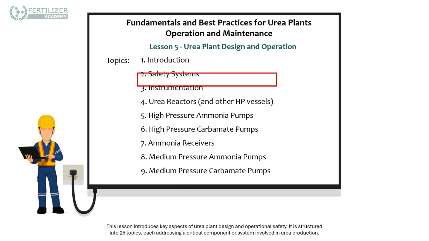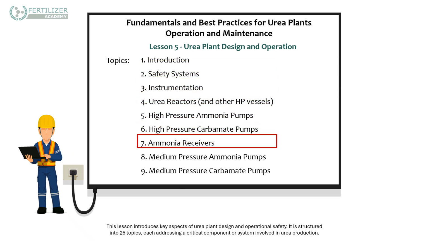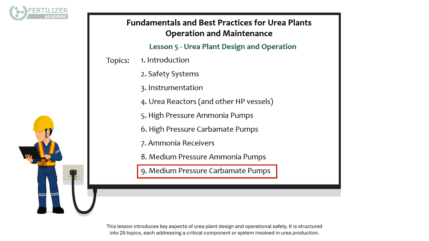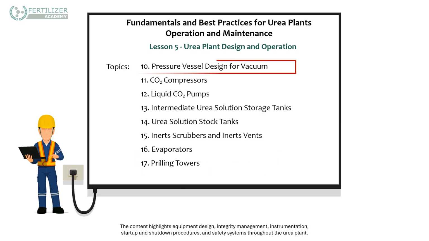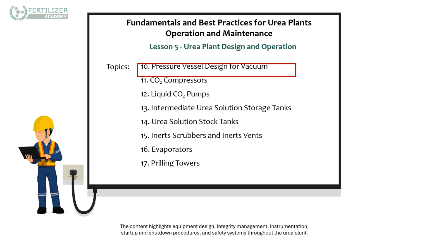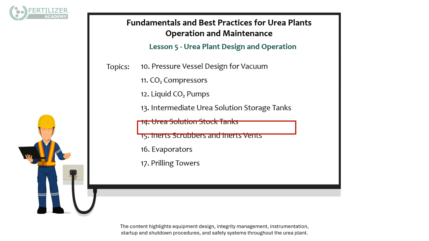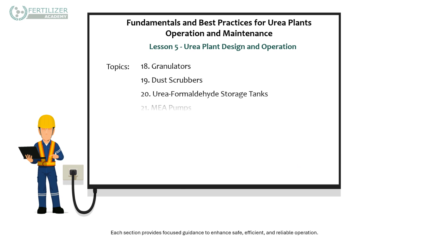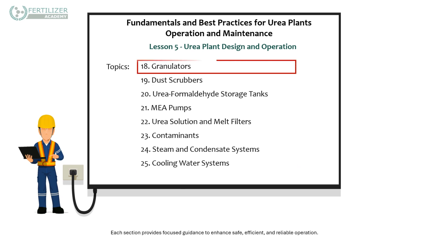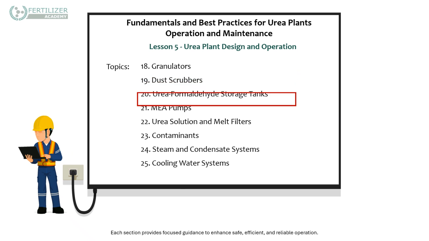Lesson 5. This lesson introduces key aspects of urea plant design and operational safety. It is structured into 25 topics, each addressing a critical component or system involved in urea production. The content highlights equipment design, integrity management, instrumentation, startup and shutdown procedures, and safety systems throughout the urea plant. Each section provides focused guidance to enhance safe, efficient, and reliable operation.